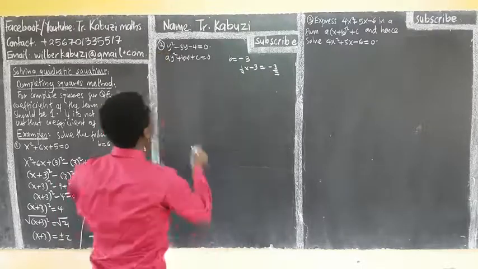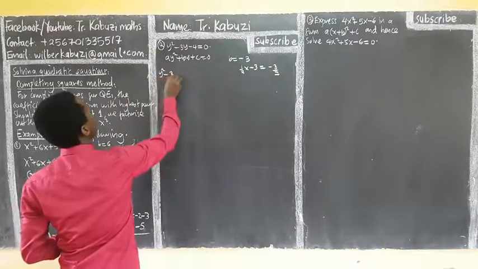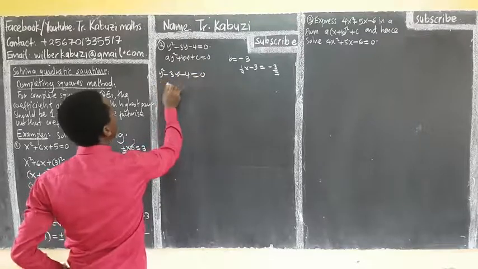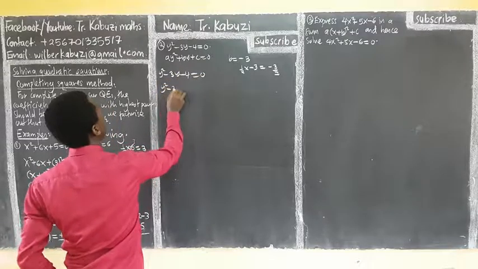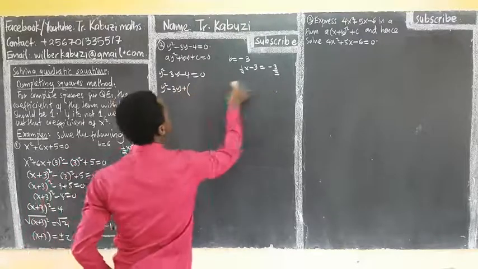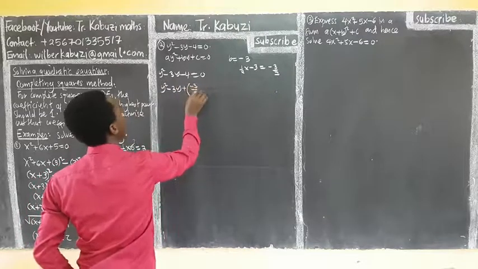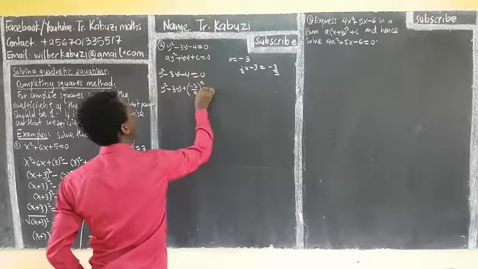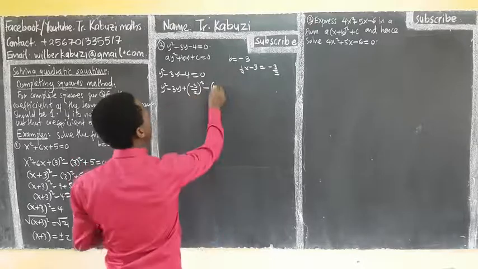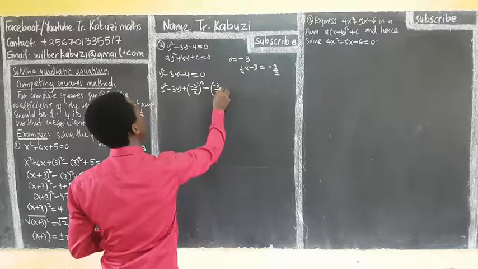You first write y squared minus 3y minus 4 equals 0. You write the first part first, y squared minus 3y. After writing this, you add this 3 over 2 squared. Then you remove it: you add it and you subtract it, the same thing with its sign.